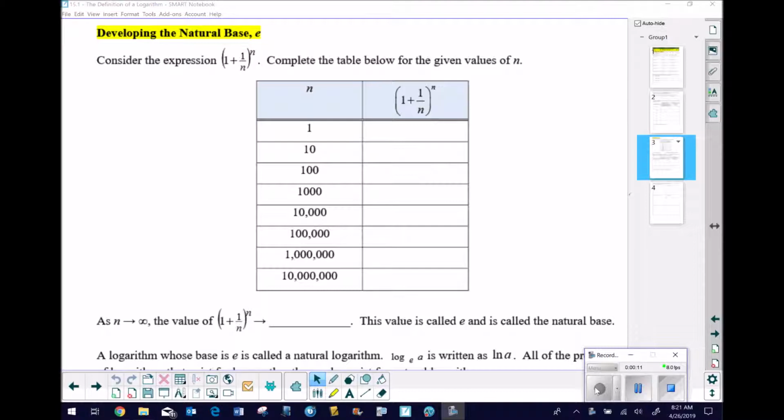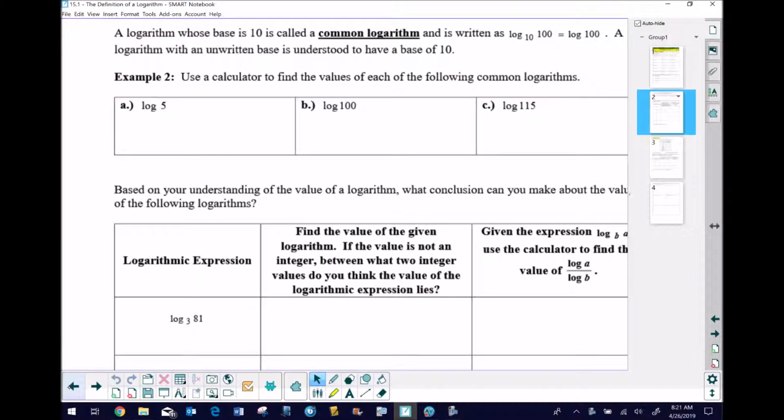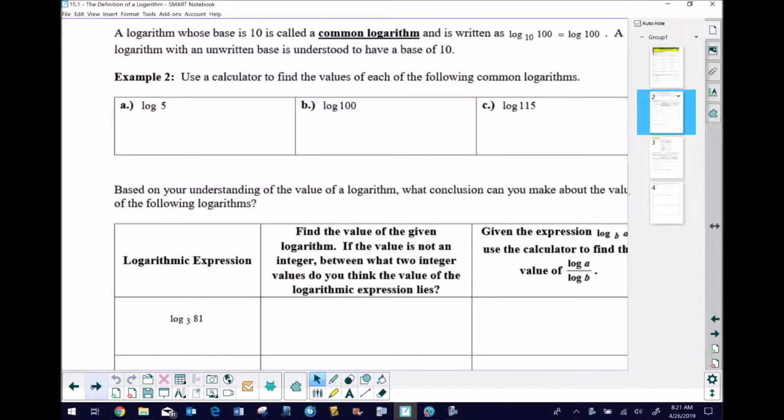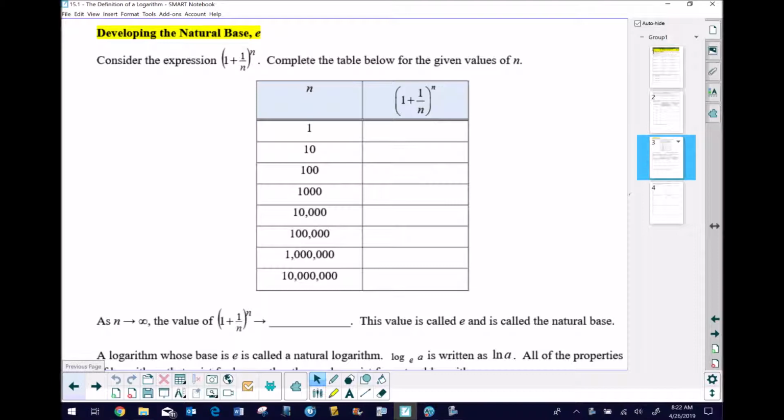The purpose of this video is to finish up our discussion over section 15.1. I'm going to back up with this document so that you can see where we've been up to this point. Section 15.1 started to talk about the introduction of the logarithm, giving you a brief overview of what logarithms are used for and the fact that a logarithm is really nothing more than an exponent. And we segued into introducing the natural base e, but didn't go very far with it.